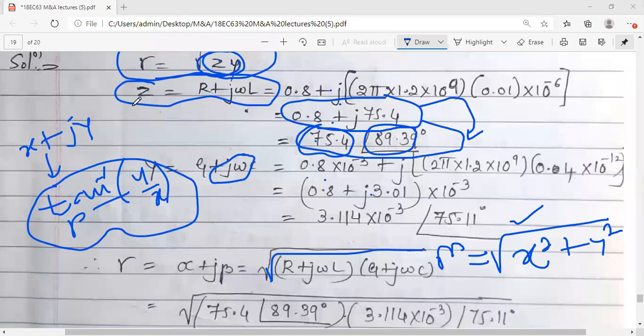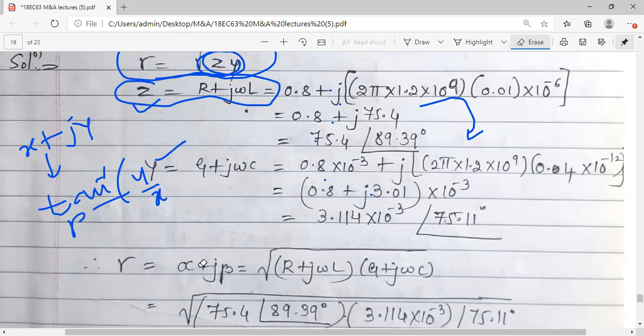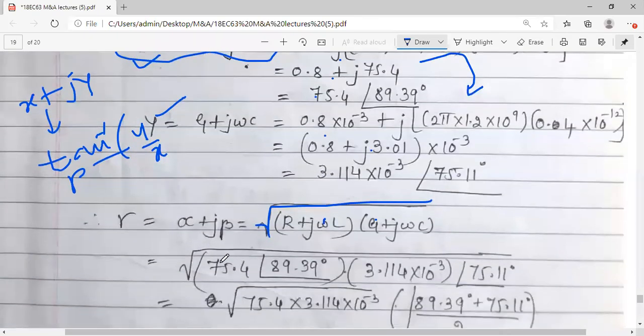Now once we have got z and y in polar form, we have both the answers in polar form. The next step is we need to go for multiplication, because of the formula for gamma we want. Gamma is the root of the product of both terms. To do that, you can keep the square root as it is. These two are the magnitudes which you have got. These two magnitudes you can multiply.